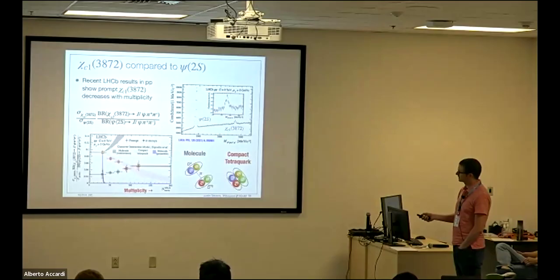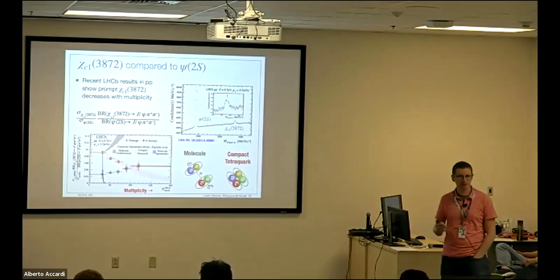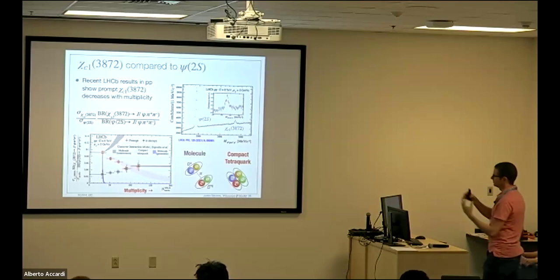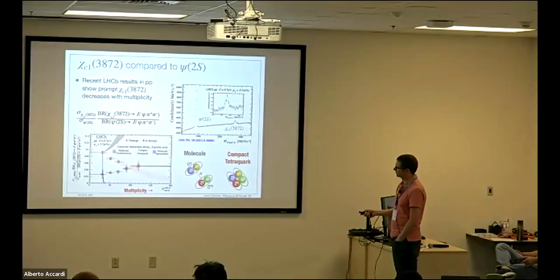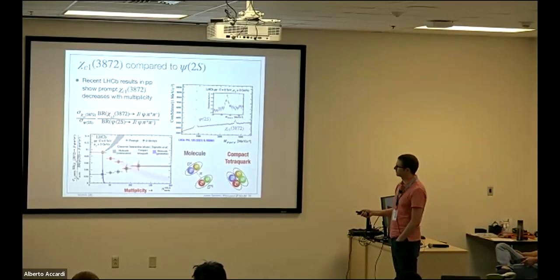This X3872 is produced in decays relative to the psi 2S. And you can measure that as a function of how many other tracks or how many other particles are produced in the collision at LHCb. So remember, we're colliding proton proton. We produce this X3872 plus a bunch of other stuff. And if in the midst of all that other stuff, you produce more of these guys than at low multiplicity or low numbers of tracks, then you may be more consistent with a tetraquark or a molecular kind of model.